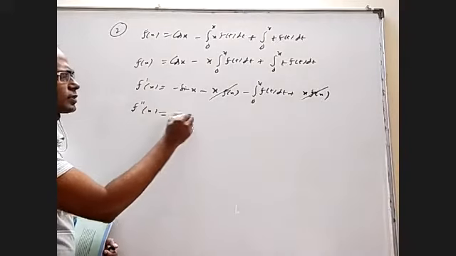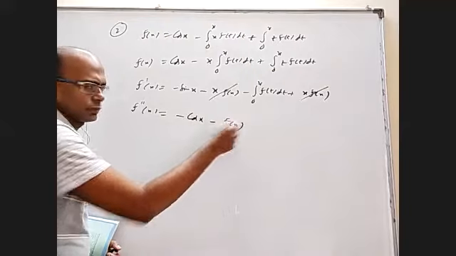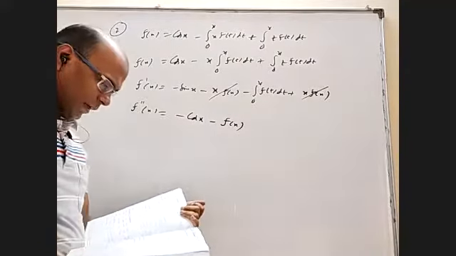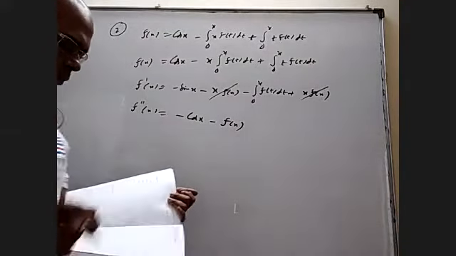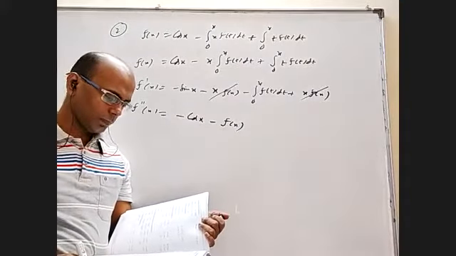F double dash x is minus cos x minus f of x. They want f double dash x plus f of x, which is minus cos x straight away. So the main thing is you cannot directly put x in the place of t while differentiating, because when x is involved, we cannot do that.